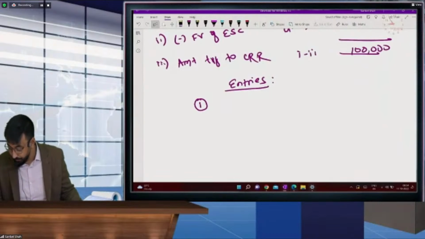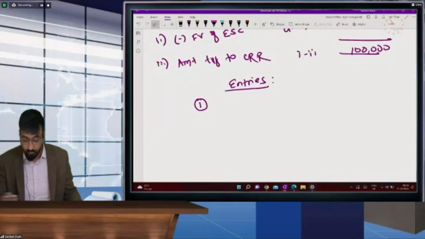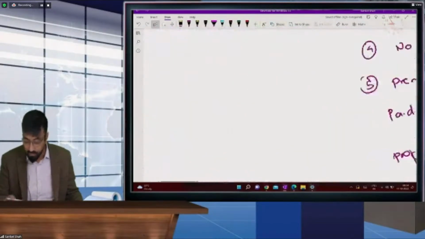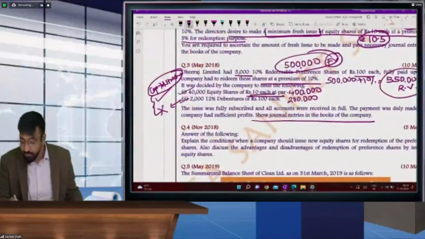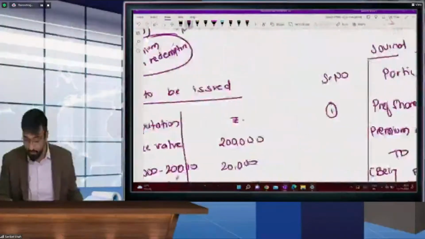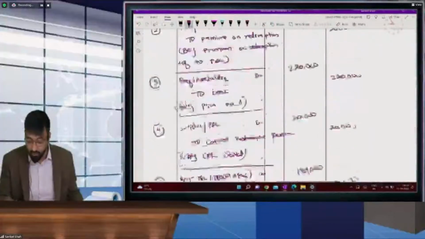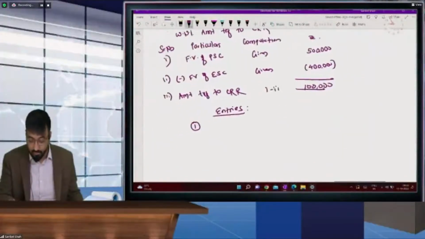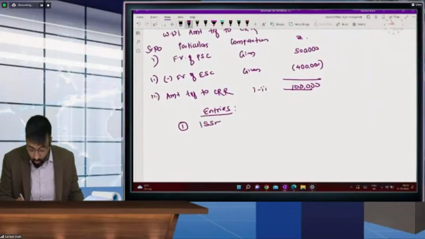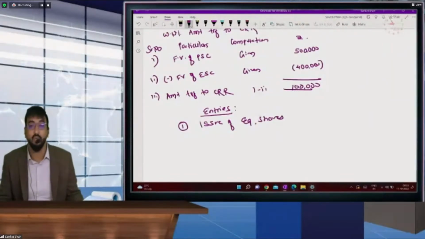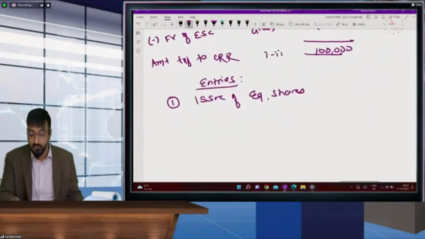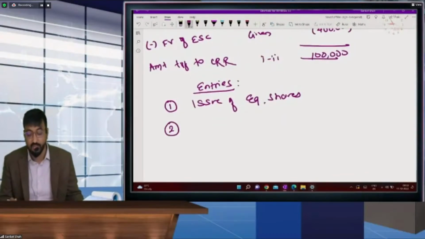Yes beta, it is given in the question that 10 rupees at par is issued. Debentures cannot form part of the capital structure. Remember, debentures cannot form part of capital purpose. Number 1, issue of equity shares. So what is the entry? Bank account debit to equity share capital. This is the first entry.